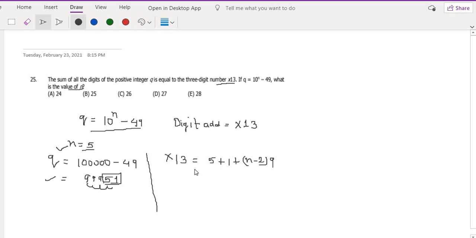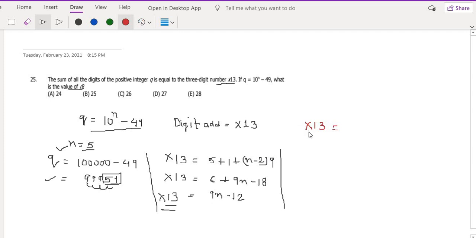So now if I add this, x13 is equal to 6 plus 9 times (n minus 2), so 9n minus 18. So this is going to be 9n minus 12 or something is equal to x13. Now this is difficult for us to observe from here. So let's not work with this equation because this is going to be a little bit tedious. So let's observe x13.